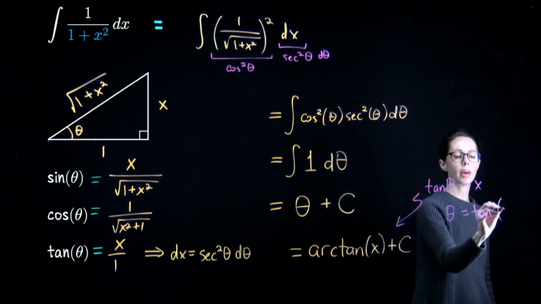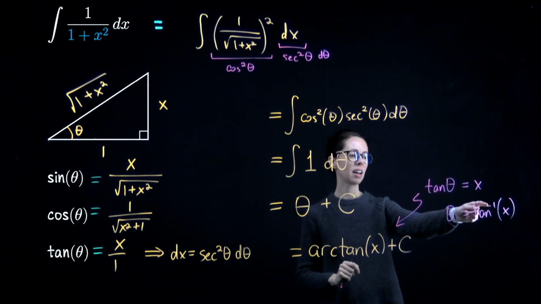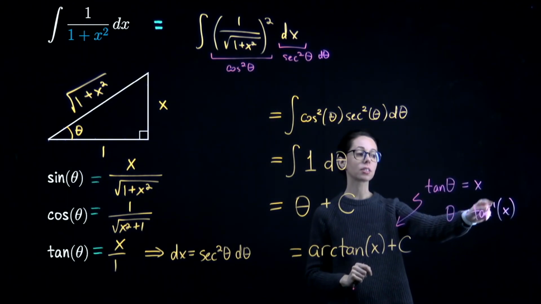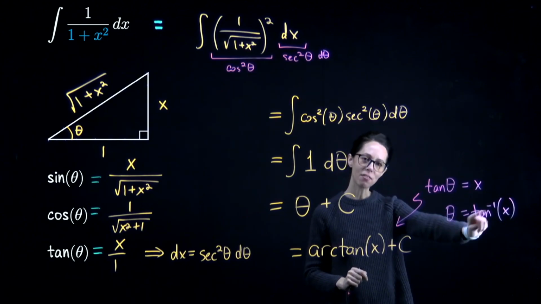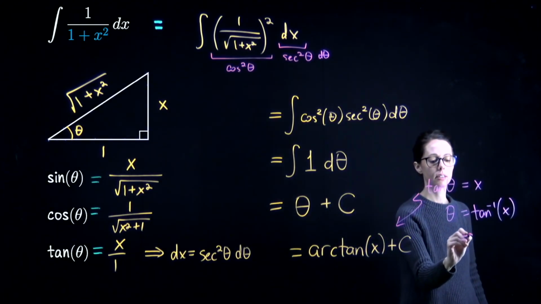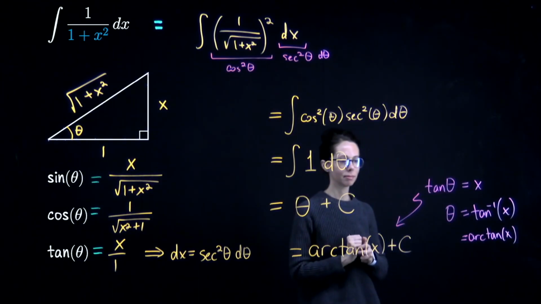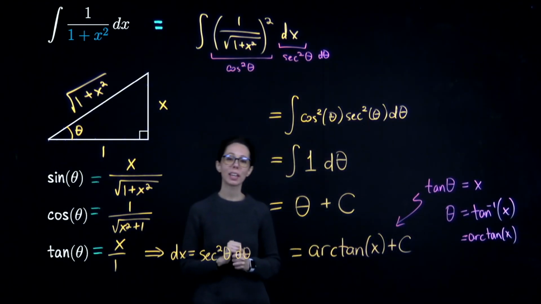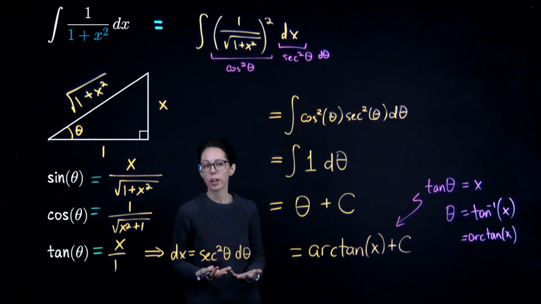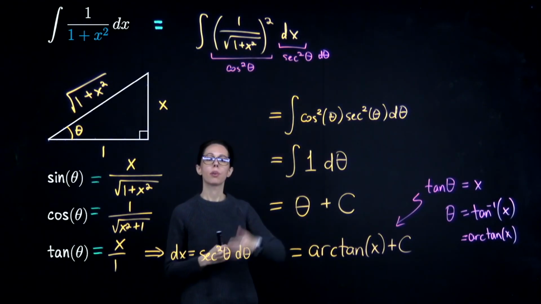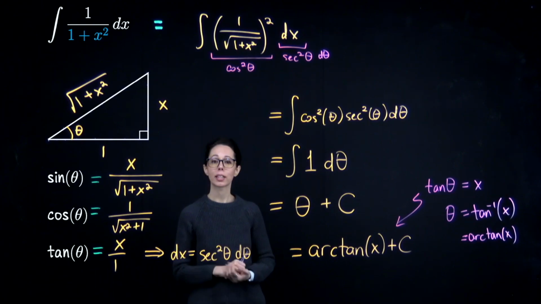Sometimes you see that written this way. I don't like this, what looks like a -1 power, because it looks like 1 over tangent of x, but this is inverse tangent, so I usually write it as arctan. Okay, so that is how we can get this integral, which we may have already known, but kind of rederive what it should look like using trig substitution.